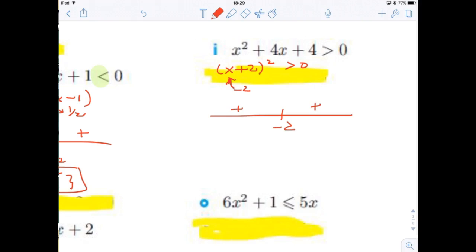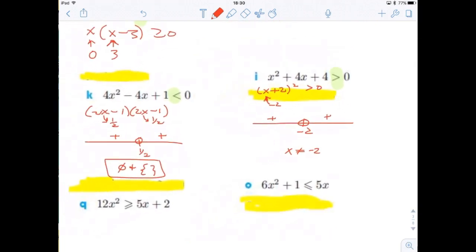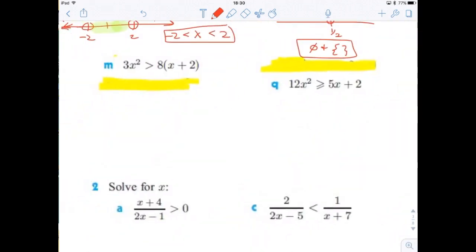So the question is, when is this function greater than 0? It's greater than 0 all the time except for at negative 2. So we're just going to say when x is not equal to negative 2. Okay? All right. Let's move on to the next one.